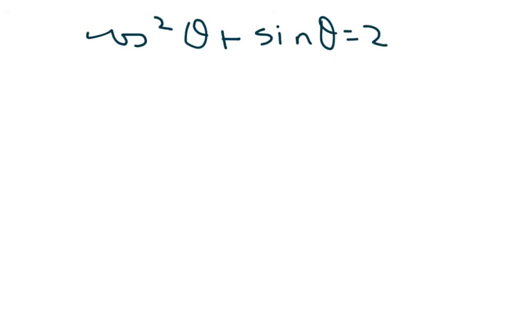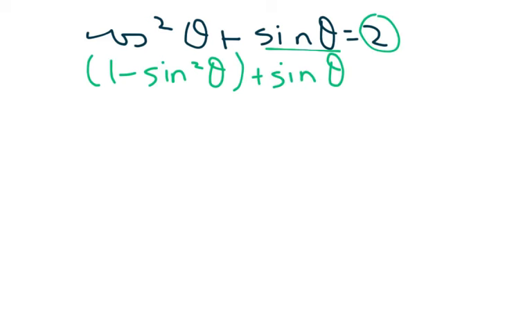My next one is going to be cosine squared of theta plus sine of theta equals 2. Again, I'm going to make this quadratic in form. Since there's not much I can do with the sine, I'm going to write the cosine squared in terms of sine, which is 1 minus sine squared, plus sine. And I'm going to go ahead and subtract 2 from both sides, so that's minus 2 and set this to 0.